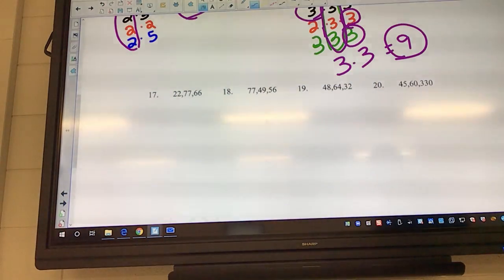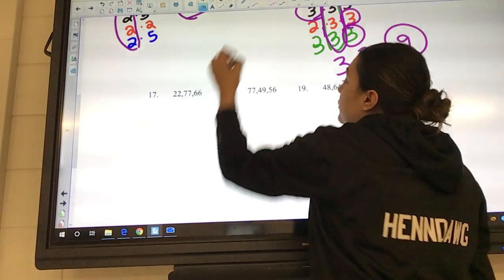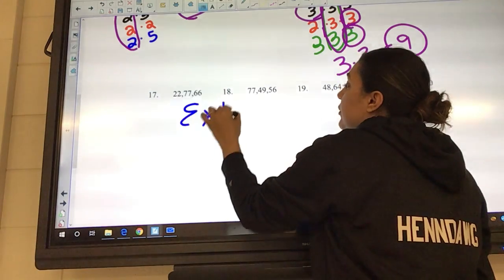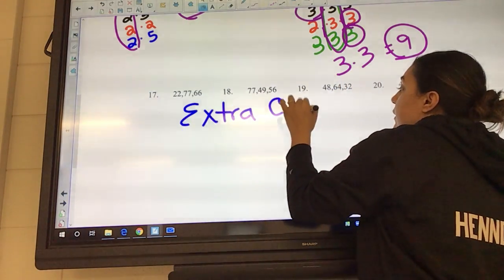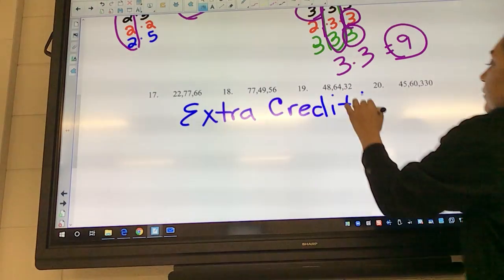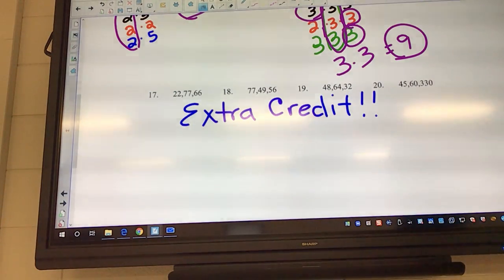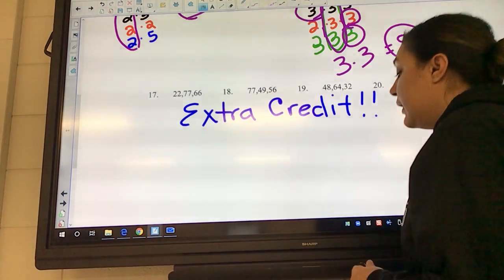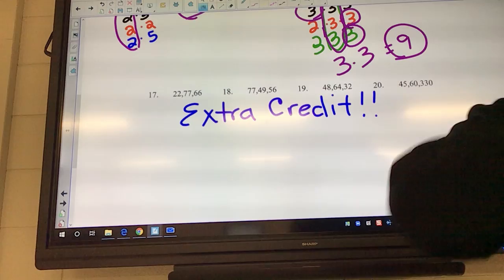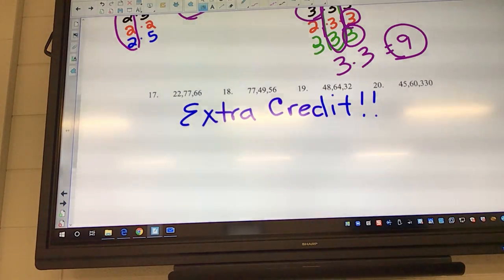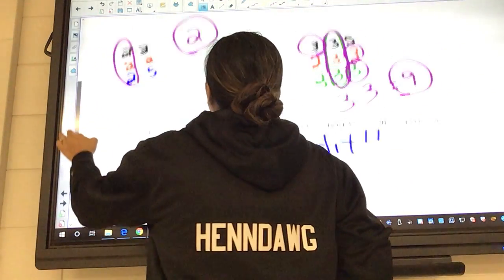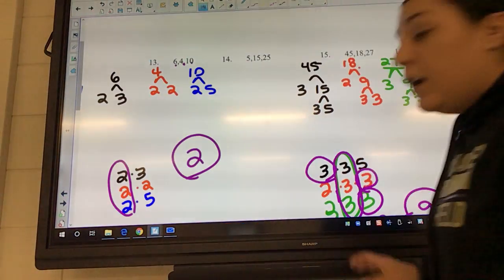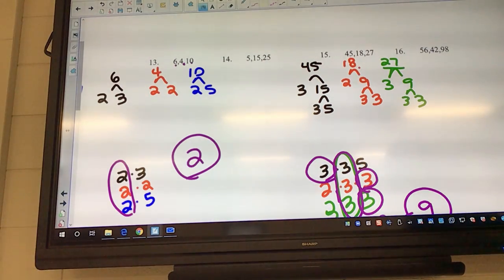Okay, on the bottom ones, 17 through 20, this is going to be extra credit. Some of you guys need to do this. You have that option if you want to do it. If you choose to do that, that's okay. You should have about 20, maybe 30 minutes to finish. You need to go through and do all of the even ones, okay? Miss Hanson should be in there, and she can help you if you need some help.